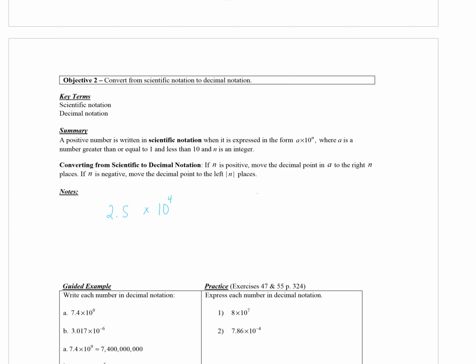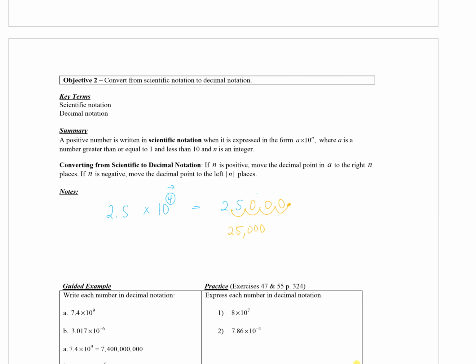What this means is you're going to move the decimal 4 times, and since it's positive, to the right. So it used to be 2.5, but now look what I'm going to do. I'm going to take this decimal and move it 4 spaces. 1, 2, 3, 4. And now it stops. You say, well, there's a bunch of missing numbers there. You replace them with fillers, which are 0. So 2.5 times 10 to the 4th power is actually 25,000.